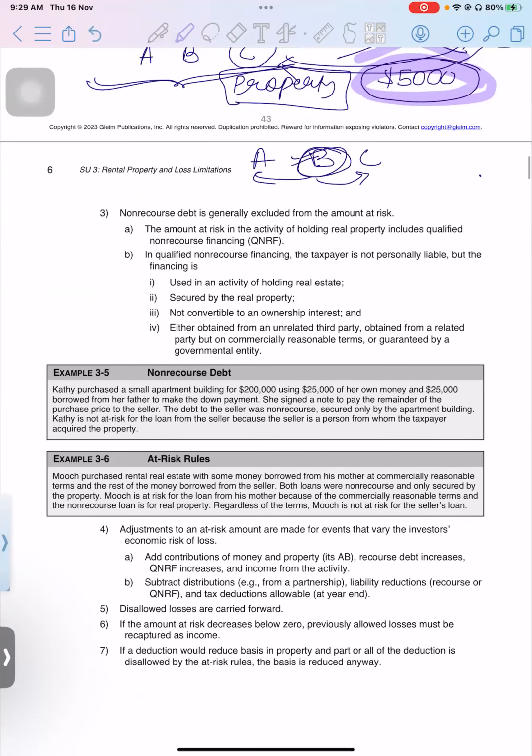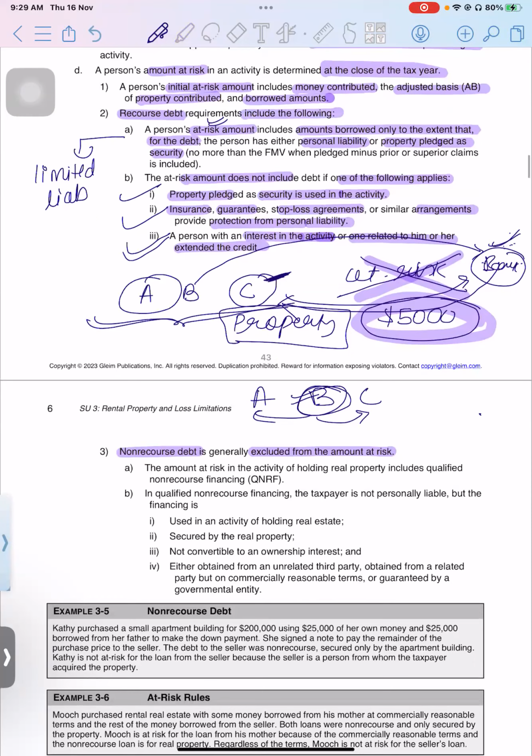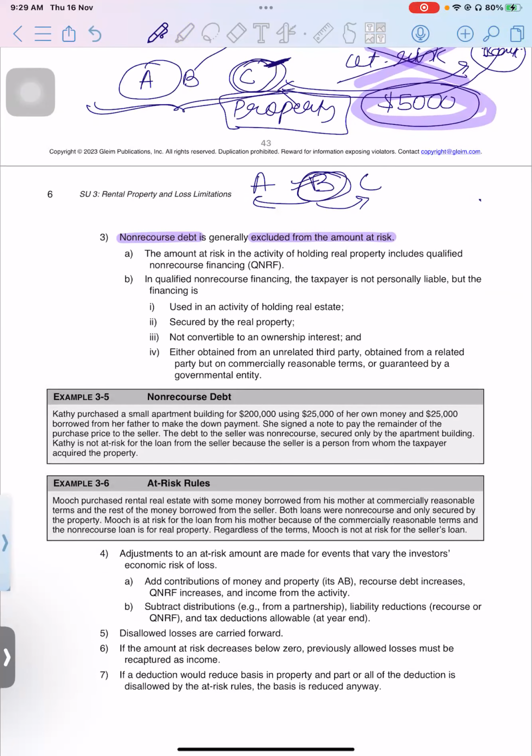Now they have explained the meaning of non-recourse liability. Non-recourse will be excluded from the amount at risk. Here, recourse liability will be included. Recourse means, has everyone understood now, the two partners are sharing the outstanding amount. In non-recourse, it means a person who is at risk.